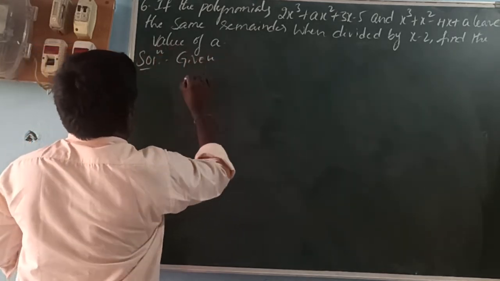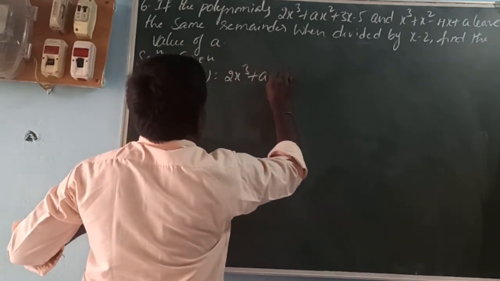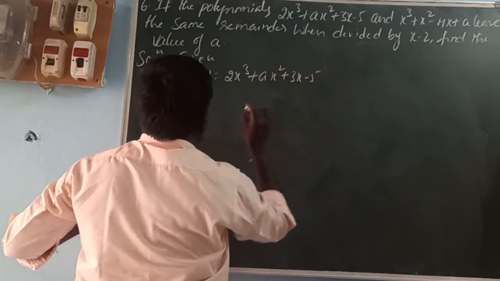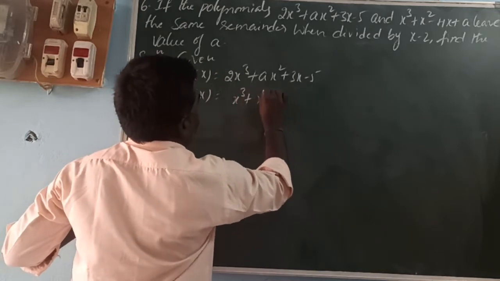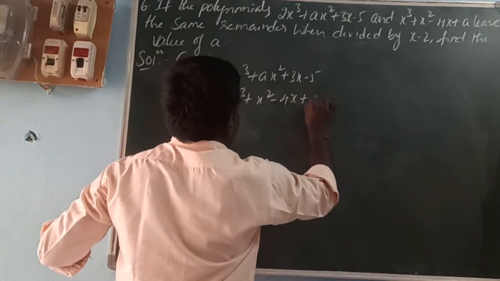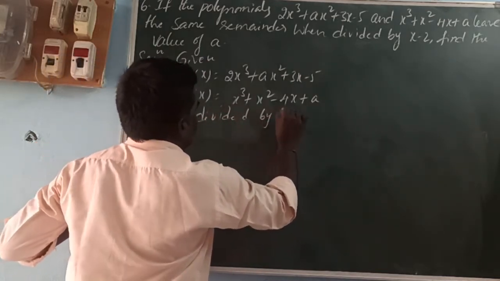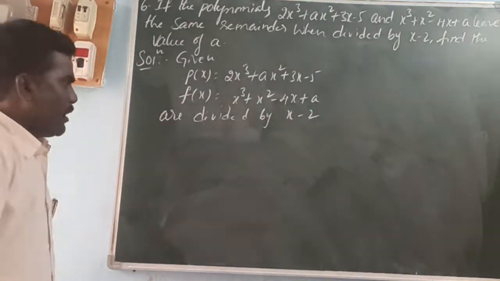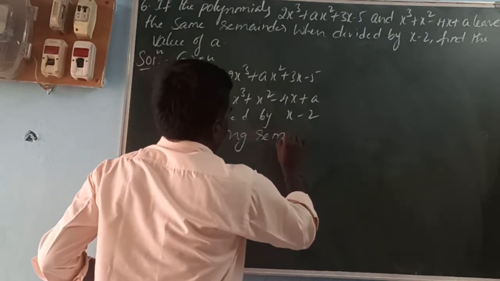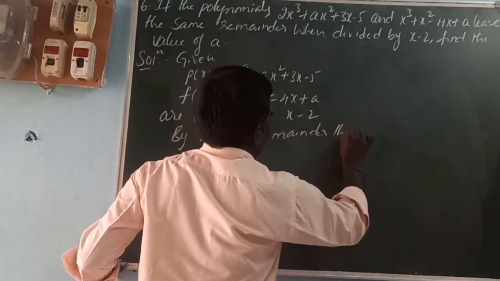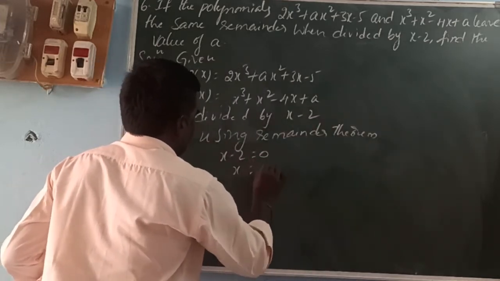Given the polynomial p of x is equal to x cube plus ax square plus 3x minus 5. Next, another polynomial f of x is equal to x cube plus x square minus 4x plus a. So both are divided by x minus 2. Okay, by using the remainder theorem, x minus 2 is equal to 0, x is equal to 2.